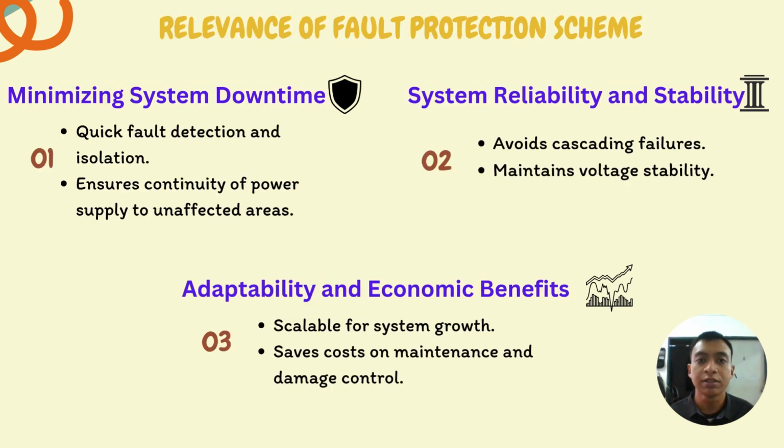Next, we have the relevance of fault protection schemes. Firstly is minimizing system downtime. It is very crucial for efficiency. Fault protection schemes rapidly detect and isolate faults, so they can ensure that unaffected areas remain operational.